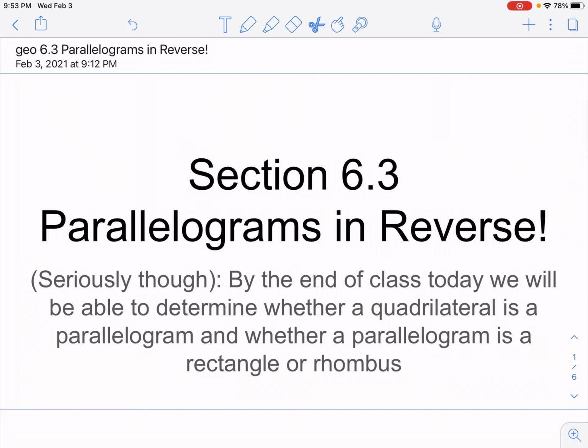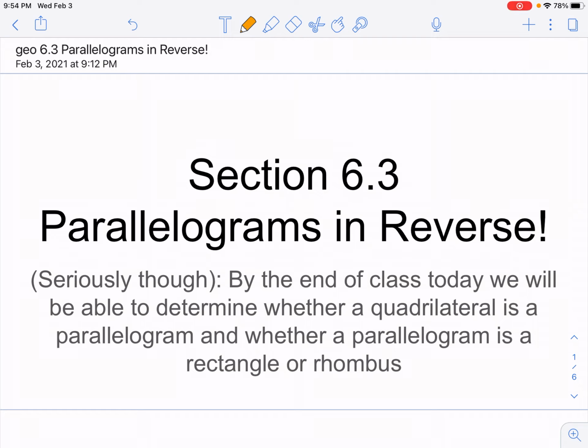Parallelograms in reverse. Aha! That is actually what we're going over today. Now, what do I mean by that? So, in our previous sections, we've been given as our starting point this shape is a parallelogram, this shape is a rectangle, and then asked to prove something based on that, or solve for a variable based on that.